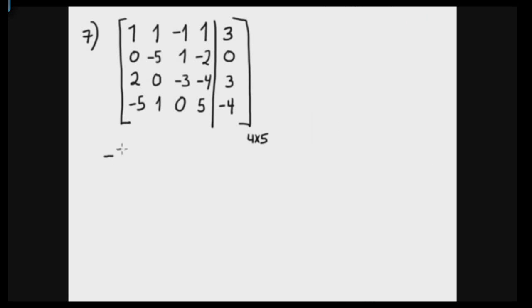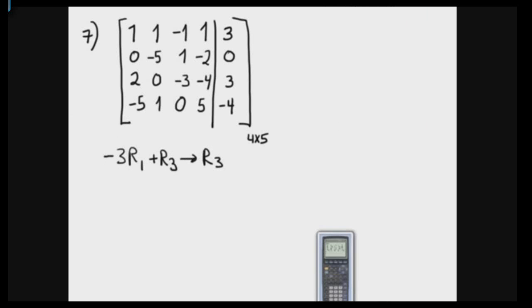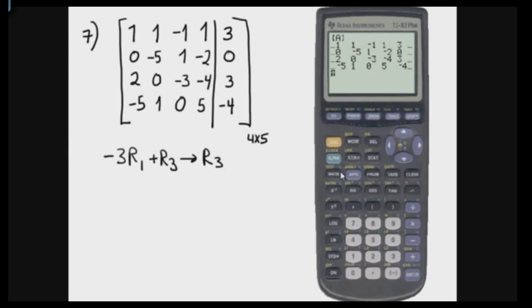Let's do the first row operation. It's negative 3 multiplication by row 1 plus row 3, stored in row 3. You multiply the entire row 1 by negative 3 and add it to row 3, and this new information you store again in row 3. So row 1, row 2, and row 4 stay the same. The only row that changes is row 3.